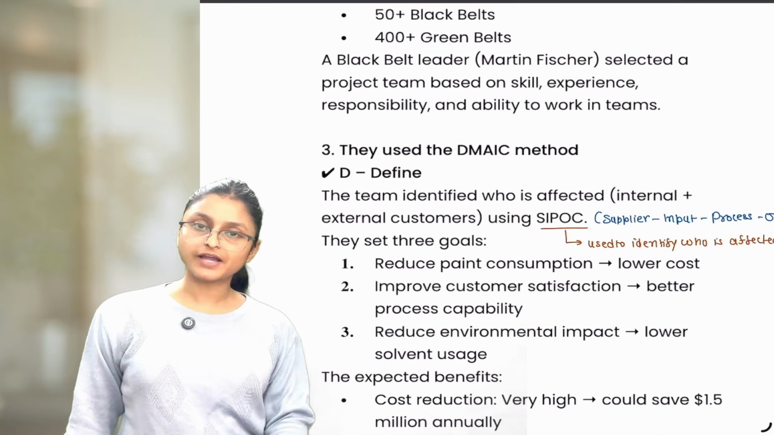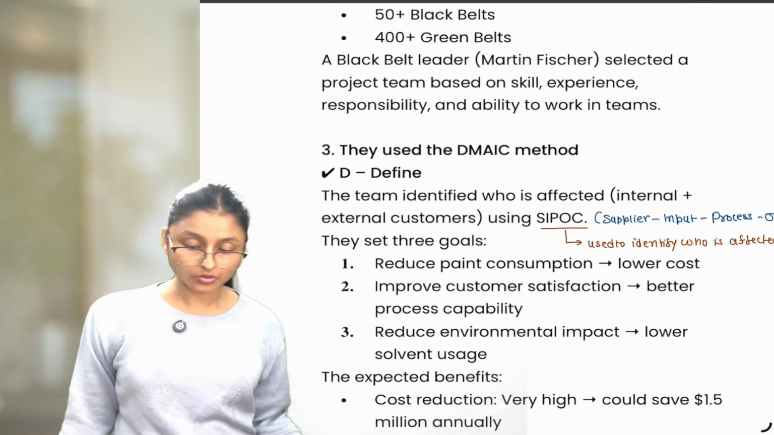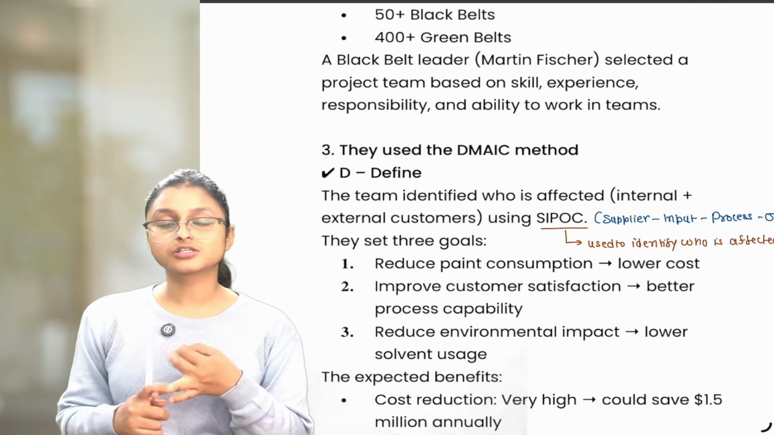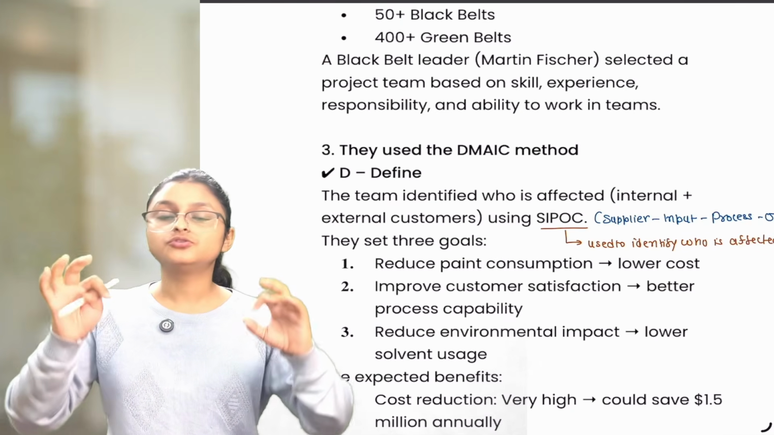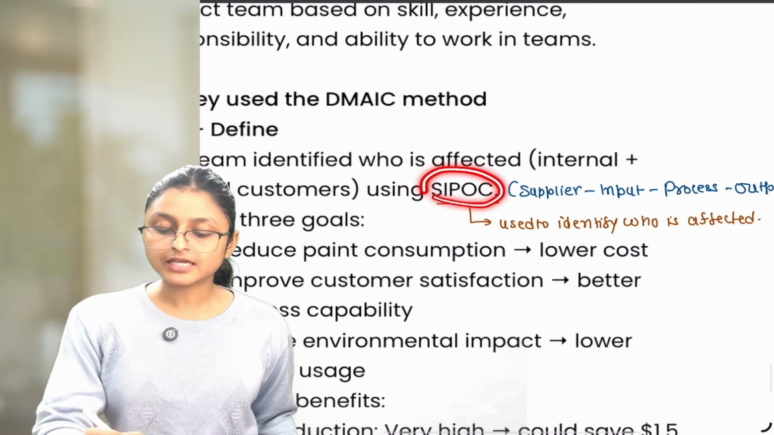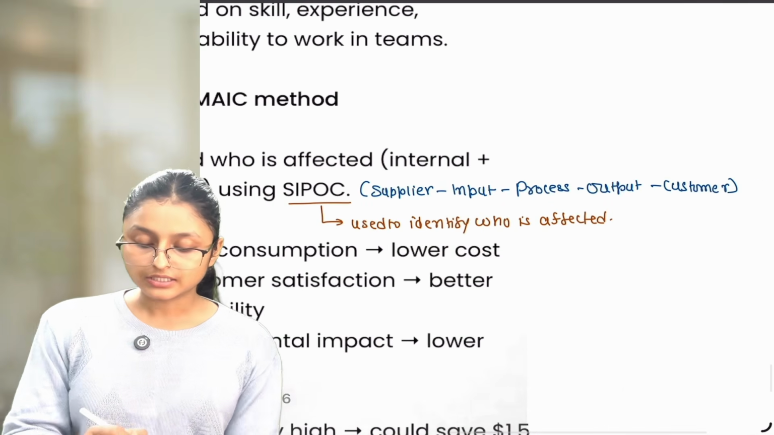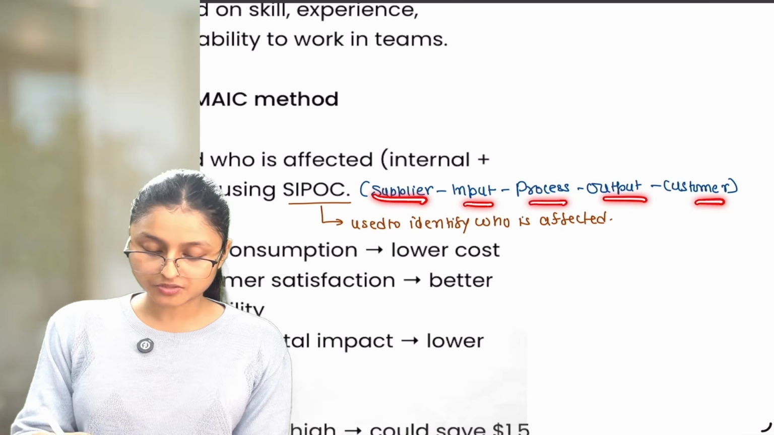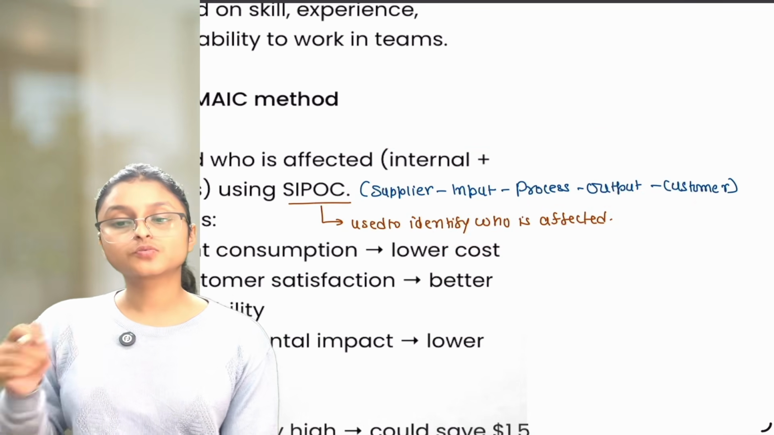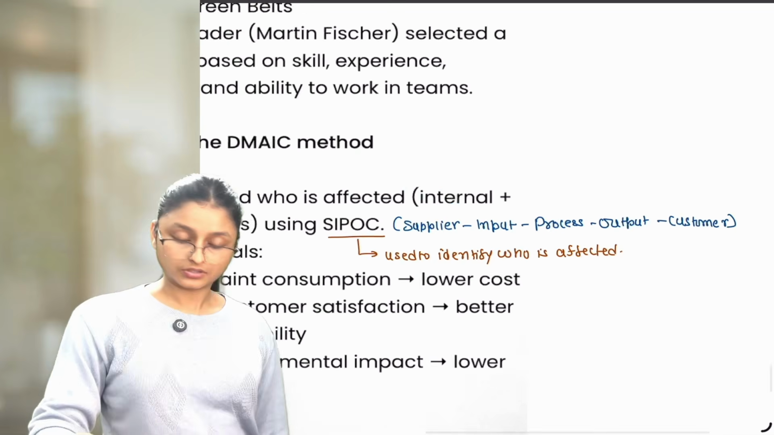D means define what you want to achieve. The team identified who is affected, internal or external customer, who is affected by using a lot of paint. How did they identify? Using SIPOC. SIPOC is supplier, input, process, output, customer. We'll look at all of them and identify which one is affected due to this.